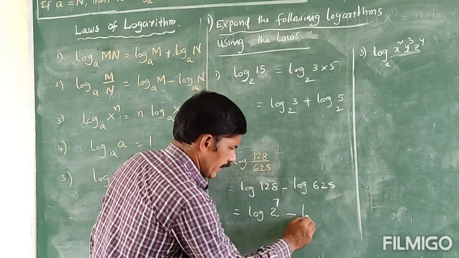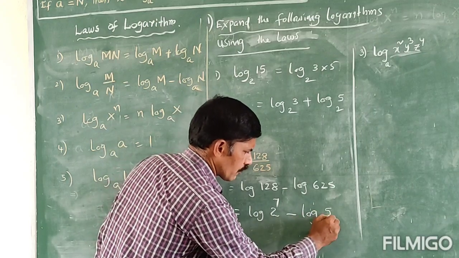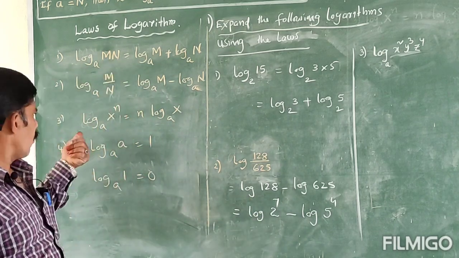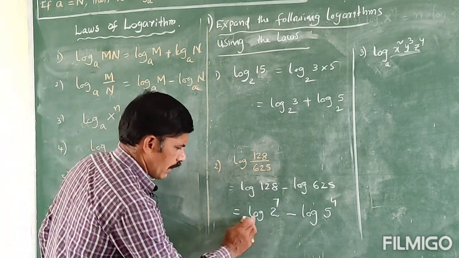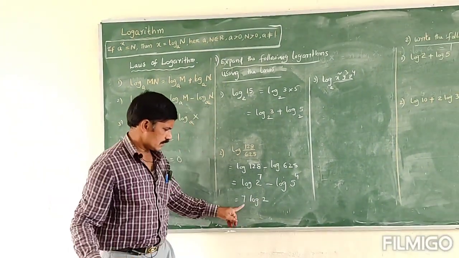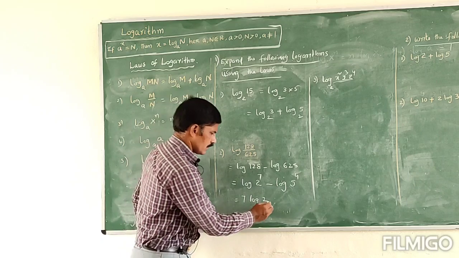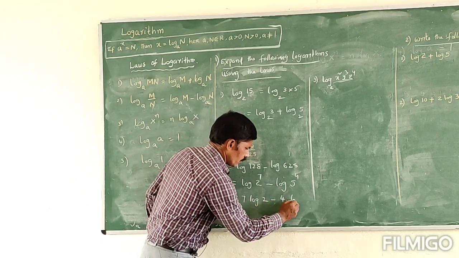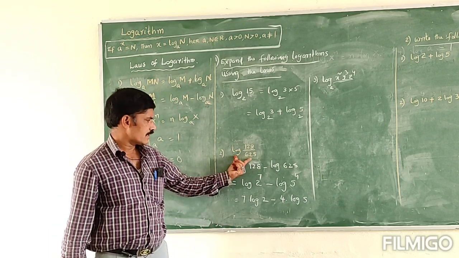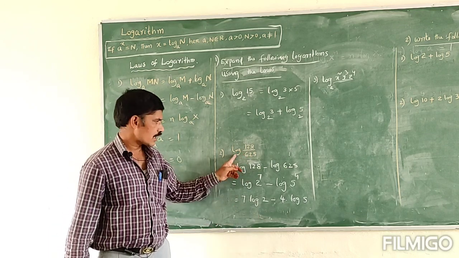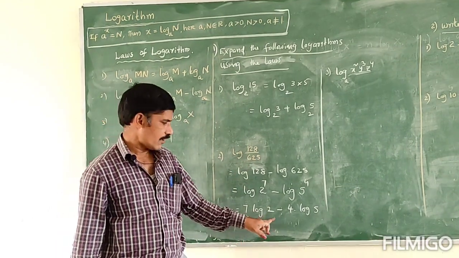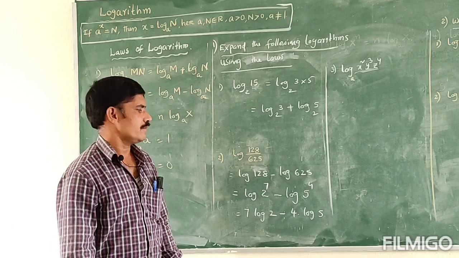Now, in the same way, if you write 625, you will get 5 to the power of 4. Now again this comes to the third law, third formula. Logarithm of 2 power 7 can be written as 7 into log 2, and that is 7 into logarithm of 2, the same as 4 into logarithm of 5 to the base 10. What happened here? The given thing, we expanded like this. Logarithm of 128 by 625 can be expanded as 7 log 2 minus 4 log 5.